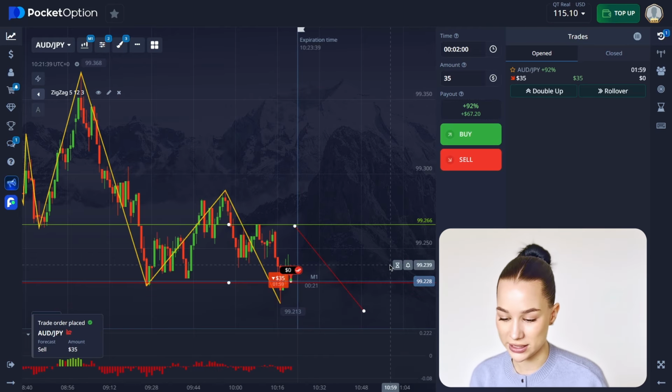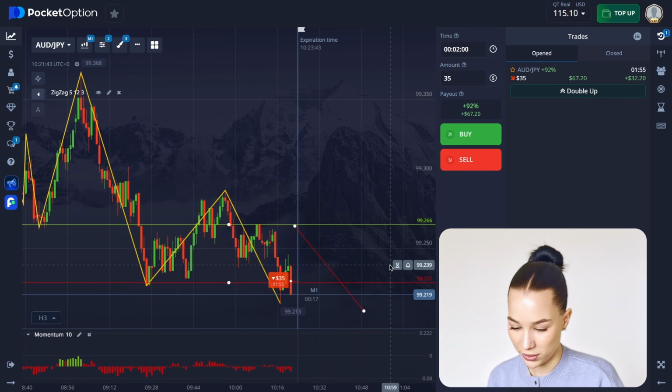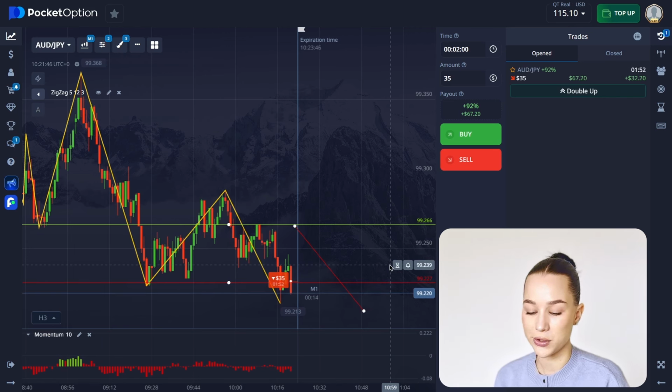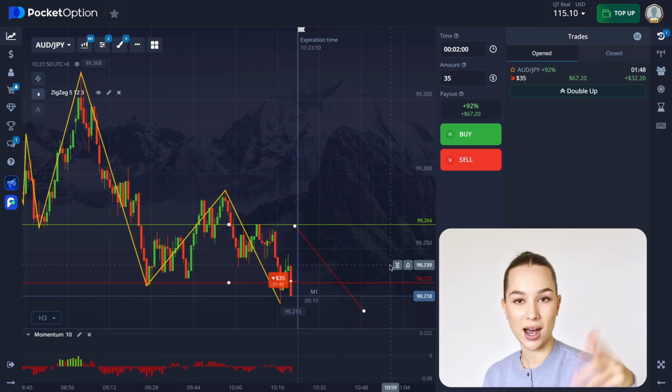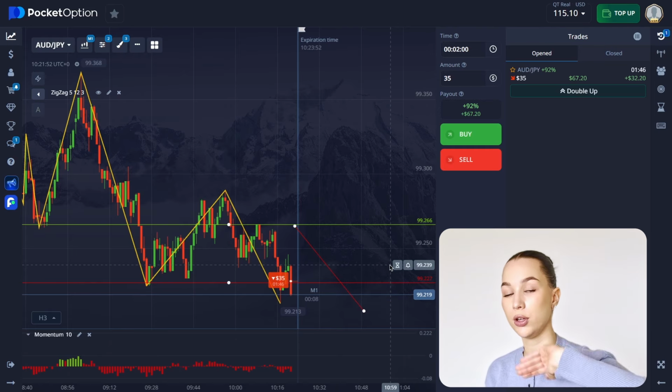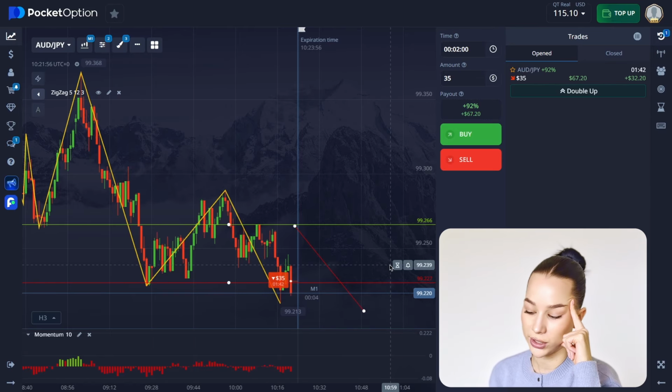Okay, so here we're gonna open a sell trade again for 2 minutes because as we can see, a pretty big red candle happened on the chart. And we can also see the upper wicks on the previous green candles, showing us that the buyers cannot break this level and go higher. And that's why these upper wicks were created on the candles.